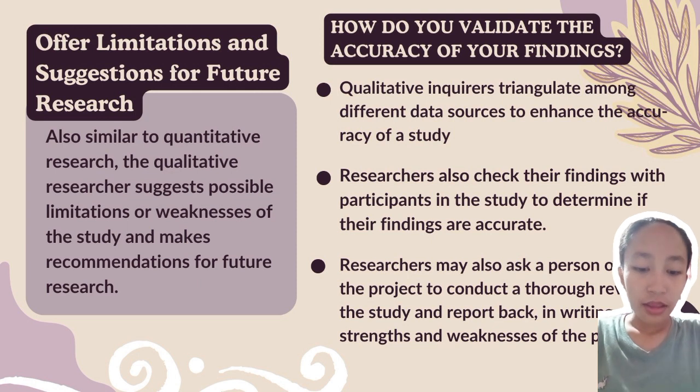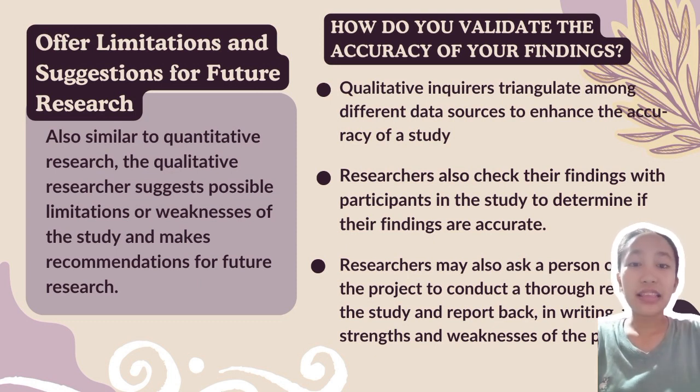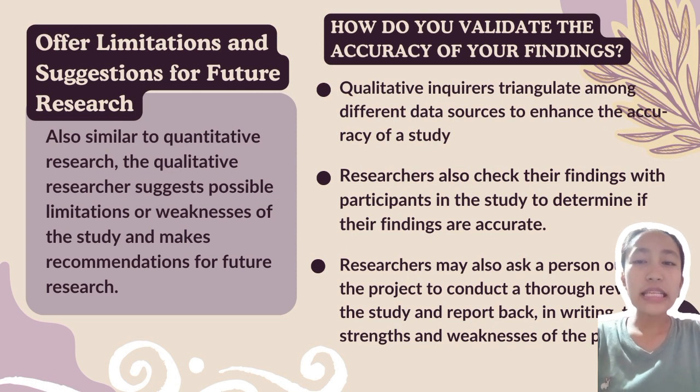Next is, how do you validate the accuracy of your findings? To make sure that your findings are accurate, you need to validate them. This means checking if they are credible and trustworthy. Qualitative researchers use different strategies for this, like member checking and triangulation. These methods help them confirm that what they have found is reliable.